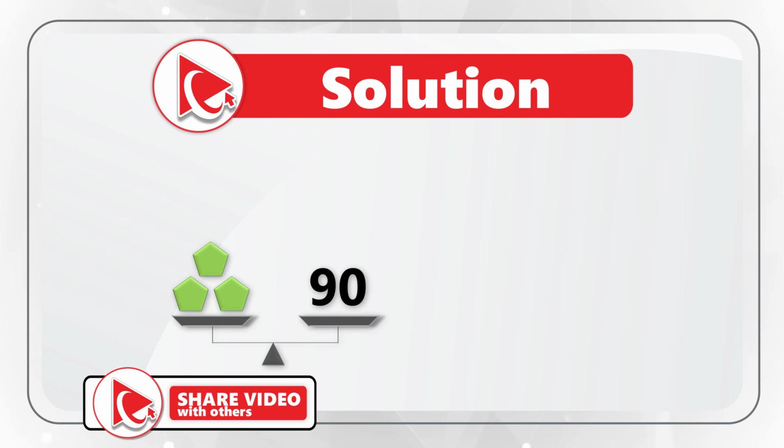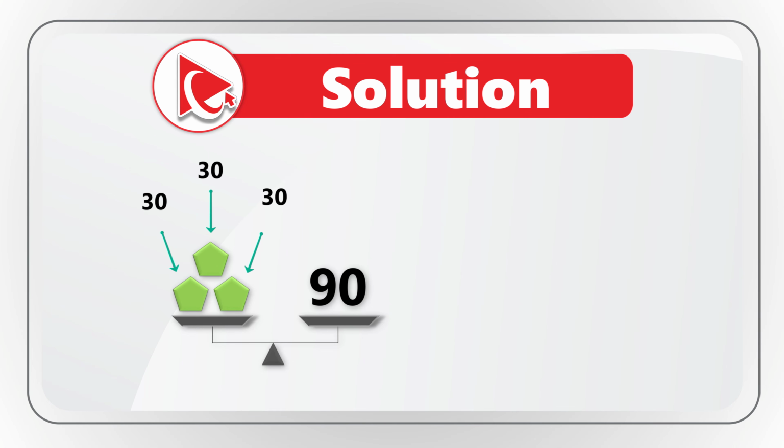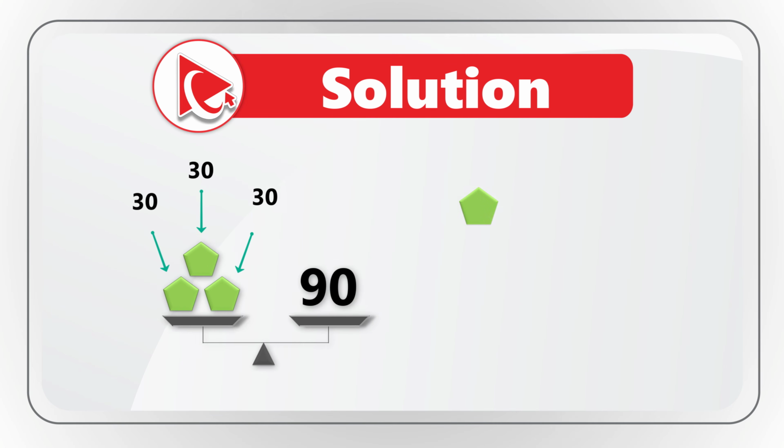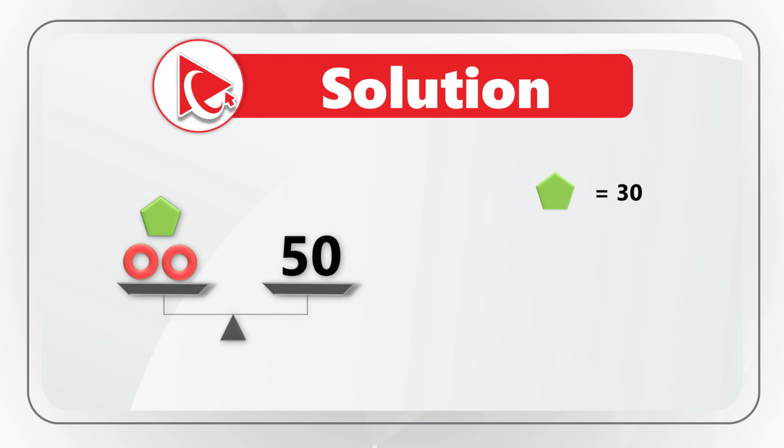Let's start with the scale 1. It has 3 pentagons on the left and number 90 on the right, which means that each pentagon has a value of 30. Second scale contains 1 pentagon and then 2 bagels, and the combination of these shapes equals number 50. We already know the value of pentagon, which is 30. All we need to do is divide the remainder of the calculations 50 minus 30, which equals to 20, by 2, because there are 2 bagels, and calculate the value of bagel, which is 10.